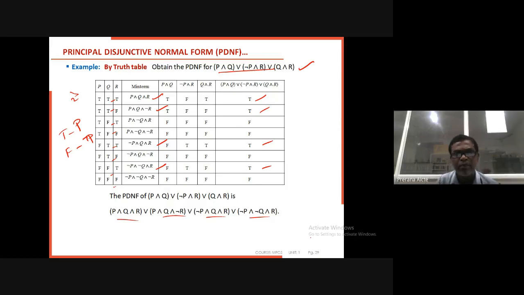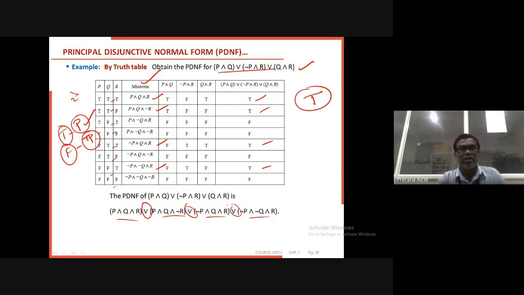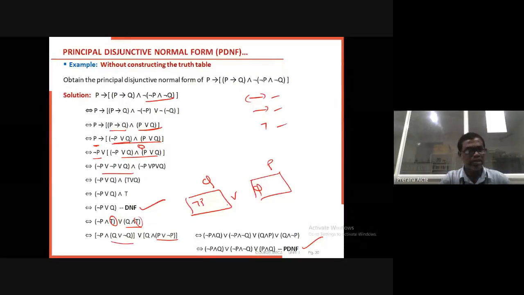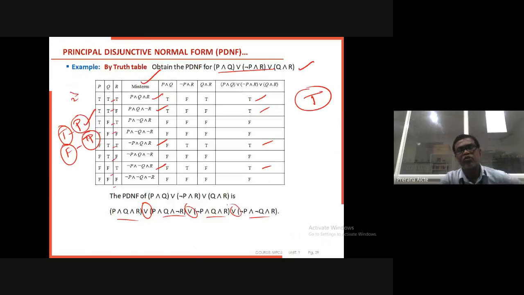Now in the PDNF, you have to remember which rows you have to consider: the rows which have the truth value true. In the min terms, true means we write the variable in the normal form, and false means we write it in the negation form. After constructing the truth table, you combine the min terms of those rows by using the OR symbol, so that we get the equivalent PDNF notation. We can do this one also, but it is a time consuming process, so we can go with the truth table method.